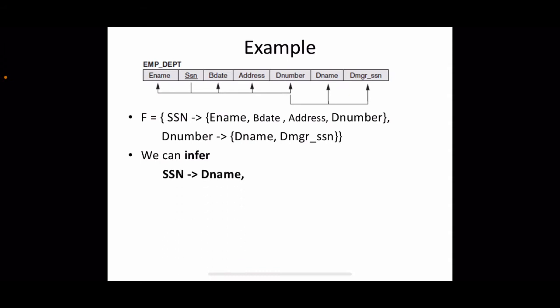Lot of other dependencies are there, right? Just for example, SSN determines department name. SSN determines department number is there. Department number determines department name is there. From these two we can infer SSN determines department name, or SSN determines department manager assistant. Or from this we can infer an individual dependency, that is, department number determines department name. Like that, a lot of dependencies can be inferred from a given set of dependencies.